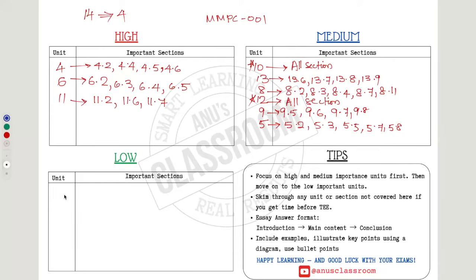And maybe who knows, depending on the number of times questions have been asked, by the time you write your term end examination, these units might even shift to medium. We can never be sure, right? Because questions have come up from these units.